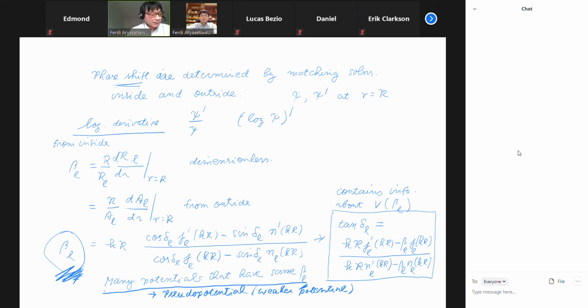Okay, so this could be a good point to have a break. And then in the second half, we will consider a couple of examples to illustrate how we determine the phase shifts. So, are there any questions up to here?